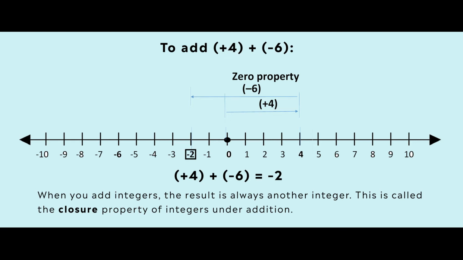When you add integers, the result is always another integer. This is called the closure property of integers under addition.